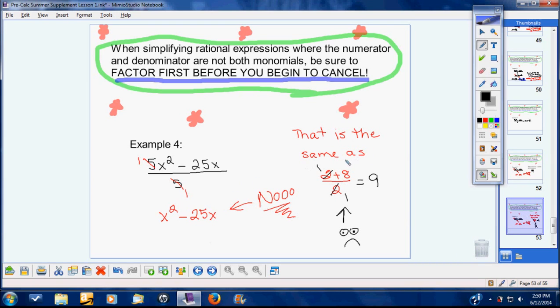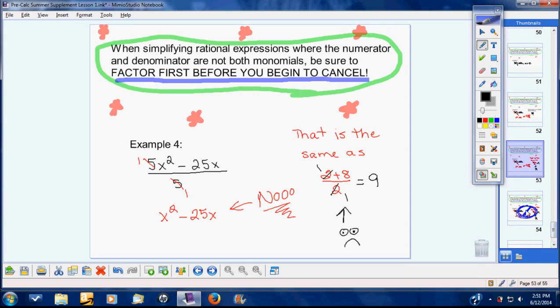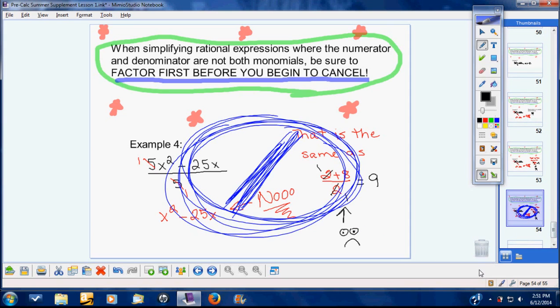It would be the same as taking 2 plus 8 and canceling the 2's and making that answer 9. You know that this would be 10 over 2. The answer would be 5. You cannot do this ever. You have to be super careful with them.